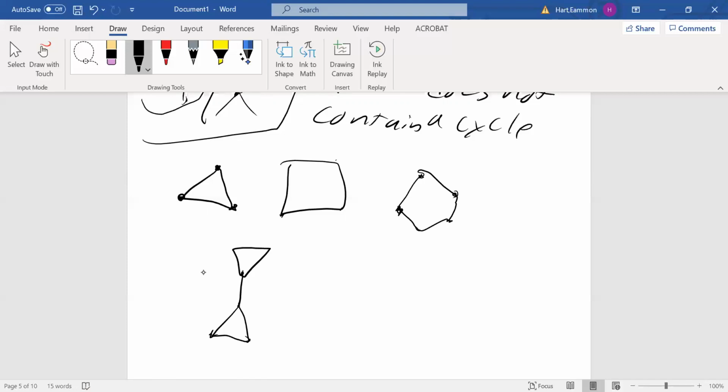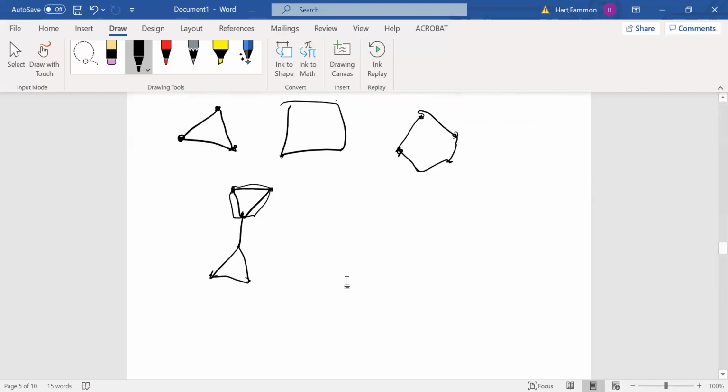And a formal definition of a cycle could be: there exist at least two paths between a point and another point such that they do not overlap. So if I want to get from here to here, I can go here, or I can go here. And that's two different ways to get to that point such that they do not overlap.